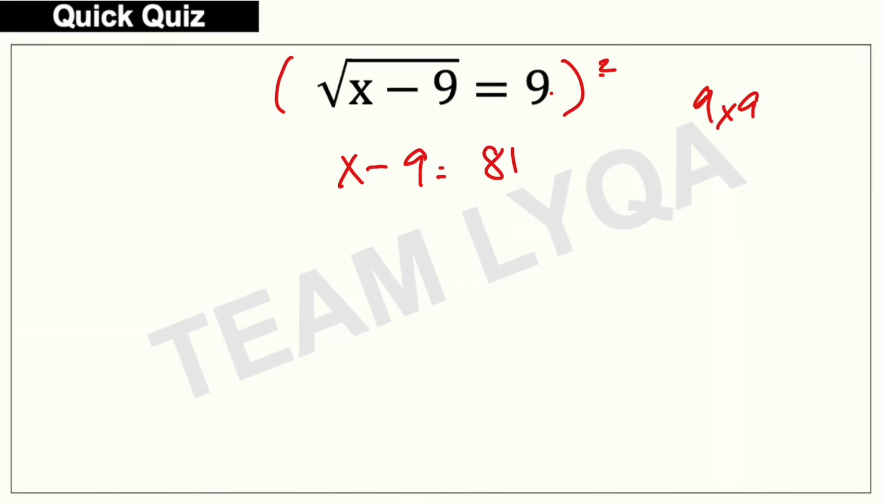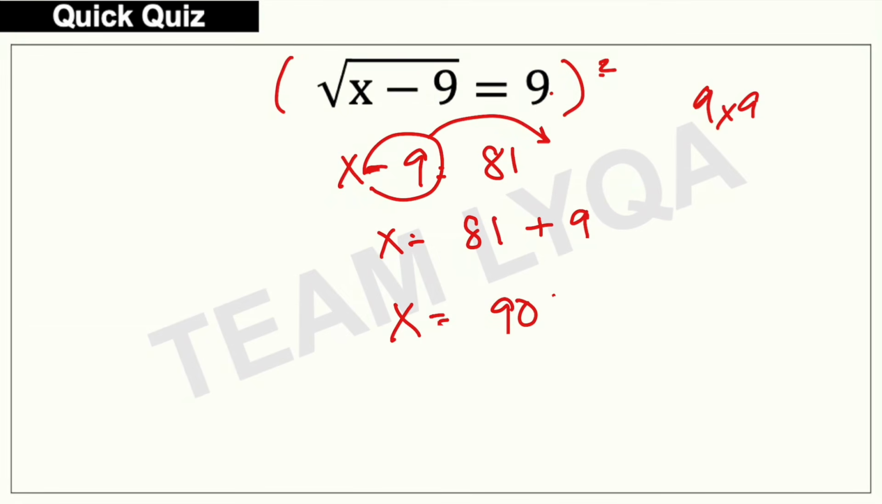Okay? Tapos, para maiwan yung x sa side na to, i-move natin yun sa kabila. X is equal to 81. Tapos, dahil minus yan, kabaliktaran is plus 9. So, x is equal to 81 plus 9 or 90. Okay? Again, I hope you got that right.